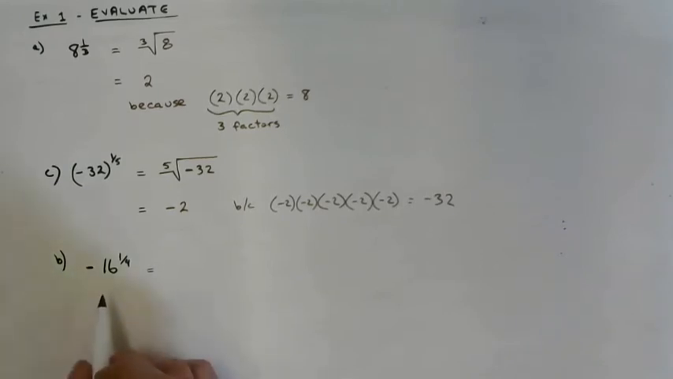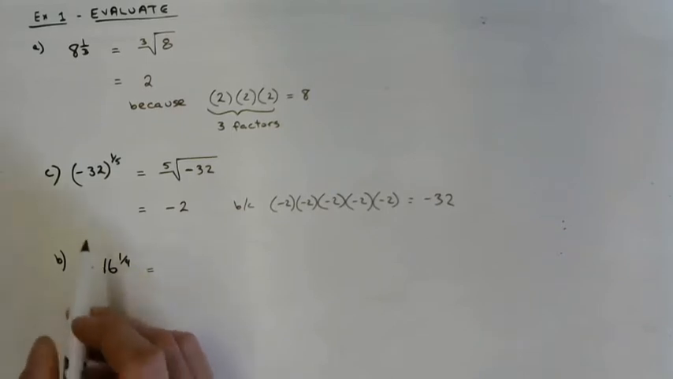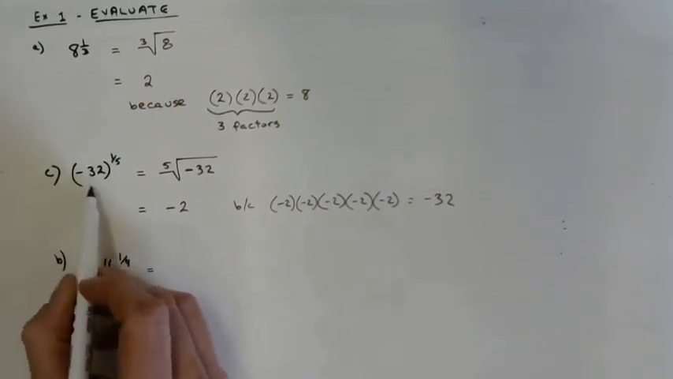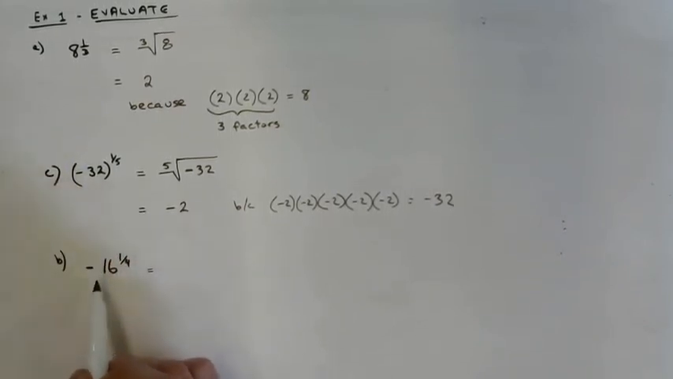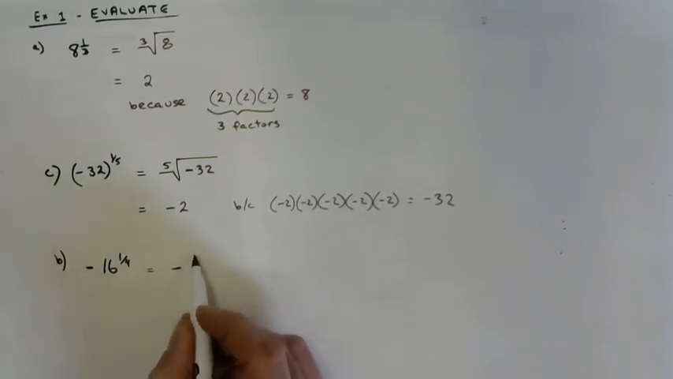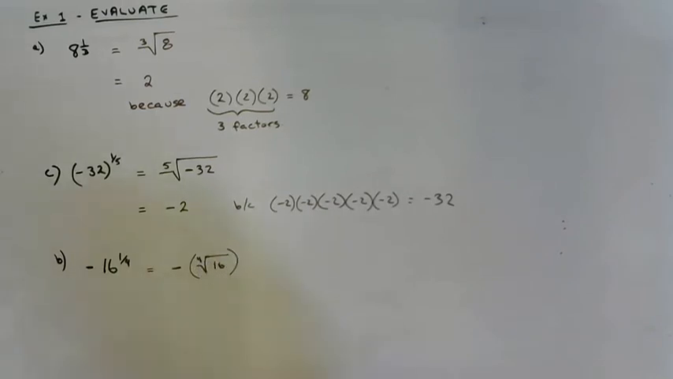The negative sign is actually outside of the radical symbol here. See how here the negative is part of the base? Here the negative is not part of the base. So this is actually negative the fourth root of 16. What number times itself 4 times is 16? 2. So we're looking at negative 2.